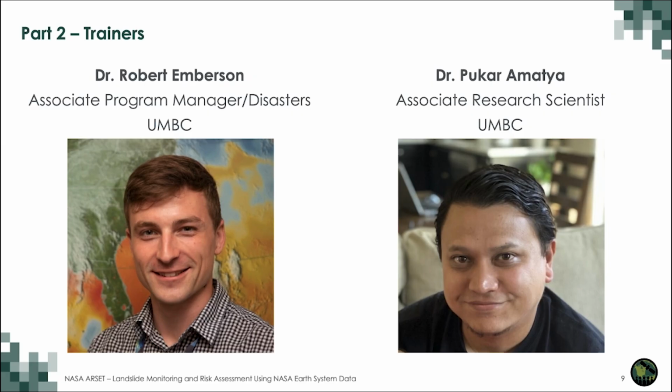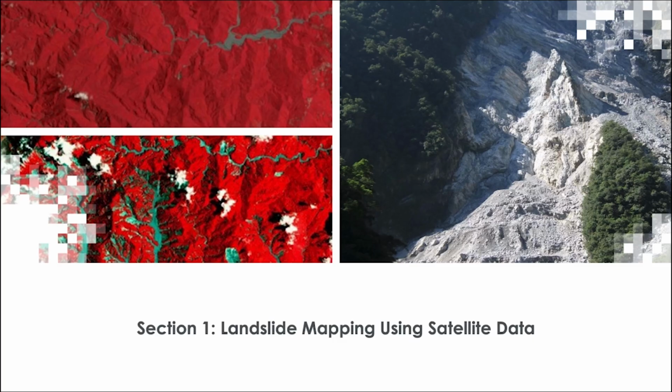Pukar is an associate research scientist working with the landslides team in the Hydrological Sciences Laboratory at Goddard Space Flight Center. His main research is to develop open source systems that use machine learning and very high resolution imagery to develop automated open source landslide mapping algorithms to generate landslide inventories using optical and SAR imagery. He is also involved in the Committee on Earth Observing Satellites landslide demonstrator to highlight the use of commercial and space agency data for landslide applications. I'll now pass things over to Robert for today's presentation. Robert, over to you.